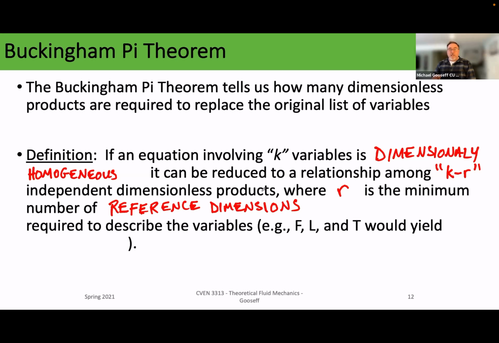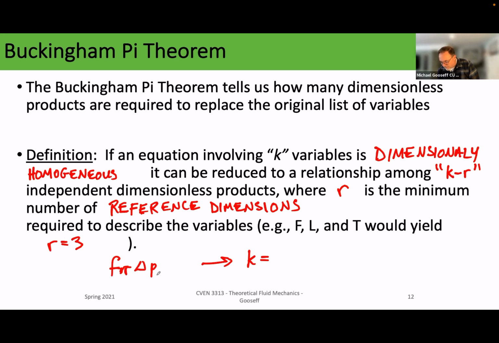Okay, so in general, R is going to be 3. It might be less than 3. It probably won't be more than 3 for the work you're going to do. So this is the minimum number of reference dimensions required to describe the variable. So this is F, L, and T, and essentially then R is equal to 3 here.